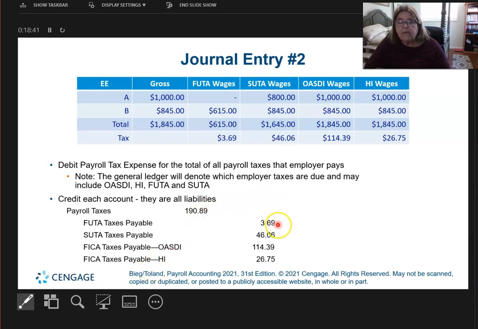That means you owe the money. So here's my FUTA, my SUTA, my Social Security, and my Medicare. I'm going to add up all of these and debit payroll taxes. This is normally the payroll tax expense account actually.